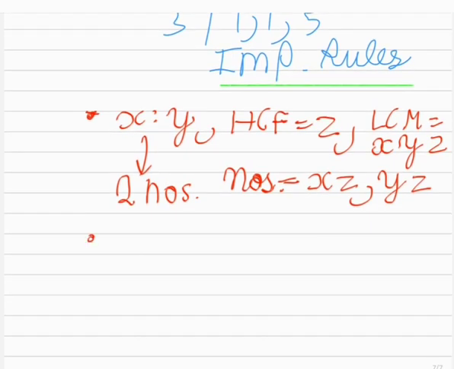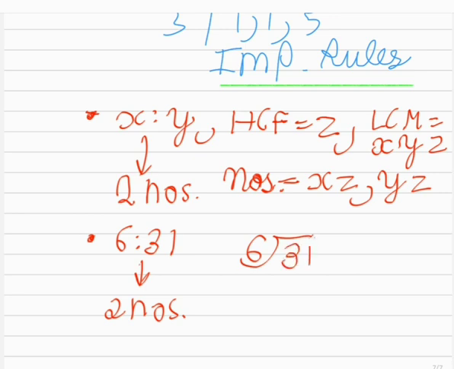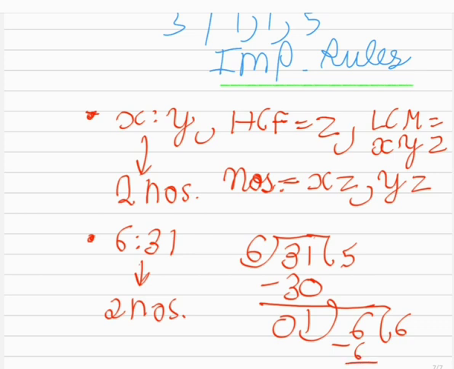How? I will tell you with an example. For example, you have taken the ratio 6 is to 31. If you take any ratio which can be simplified, we have to simplify it first, and then find the HCF and LCM. So these both are the two numbers. Their HCF would be 1.